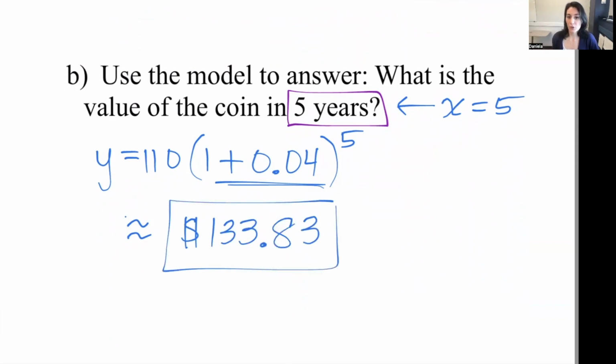When you do these problems, it's super important to always check for logic, right? So if the value increased and you started with 110, you should look to have an answer that's bigger than 110. So let's say you got an answer after 5 years and you got it smaller, then that means that you used the wrong model.